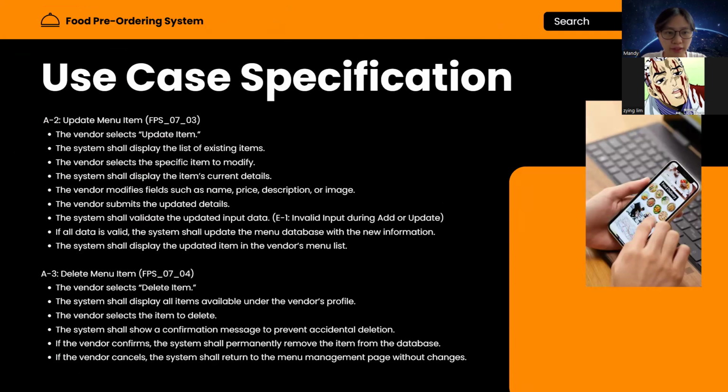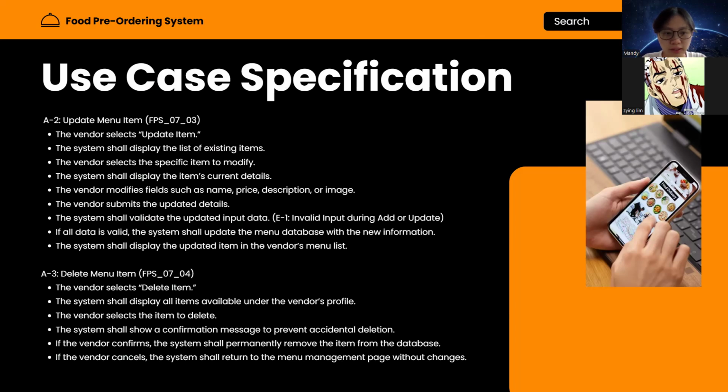Next will be update menu, alternative 2. So the vendor selects update item, and the system shall display the list of existing items. The vendor selects the specific item to modify, and the system shall display the item's current details. The vendor modifies fields such as the name, price, description, or the image, and submits the updated details. The system shall validate the updated input the same as in add menu item, exception 1, invalid input during add or update. And if all data is valid, the system shall update the menu database with the new information.